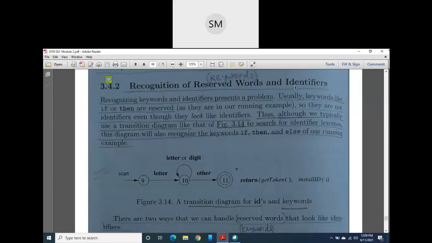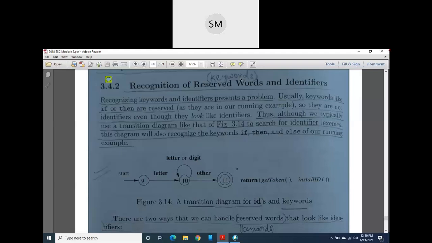if you write the pattern for identifiers, that pattern will be almost the same for the keywords also. Because in keywords, I think in C language there are 32 keywords, like if, else, then, break, continue, switch, do, while. So these all are keywords.